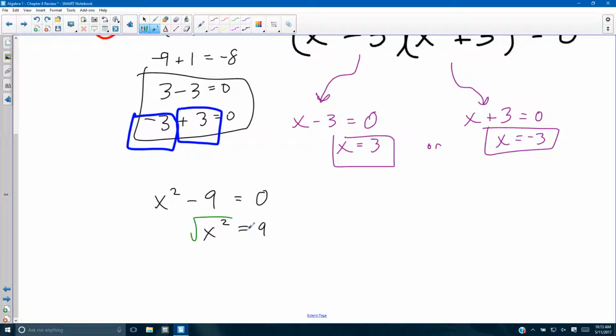It's taking the square root of both sides. Now, the thing is, the square root of 9 is 3, so if you try it in your calculator, you'll get this answer. But notice that there's a second answer here, and if you do this, you might not realize there is that second answer. So there's kind of a trick to this.